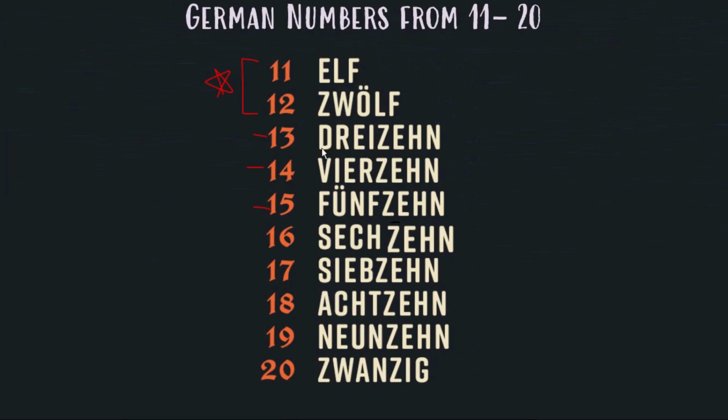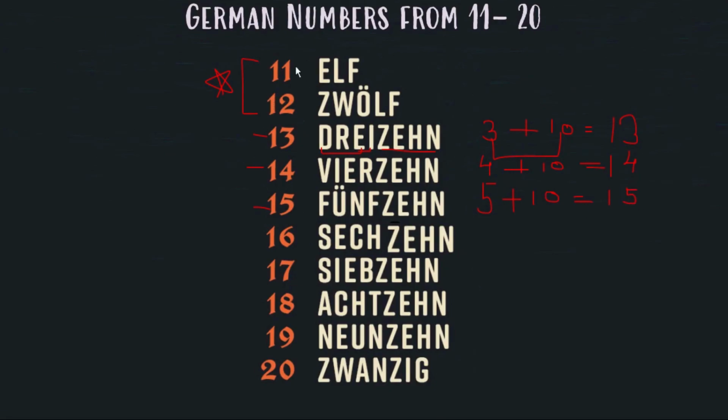See, now we'll combine 3 and 10 along. 3 plus 10 is equal to 13, right? Same, so it will be drei, same. We'll combine the two, which will give 13. Same for 14. 4 plus 10 is equal to 14, so we'll combine the two and we get 14. 5 plus 10 is equal to 15. So when we combine the two, that is 5 and 10, we get 15.